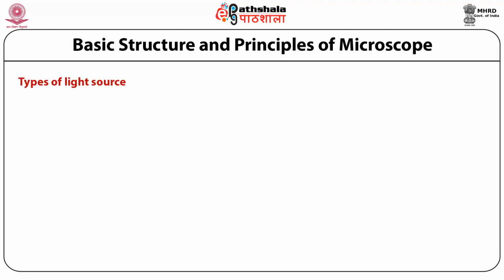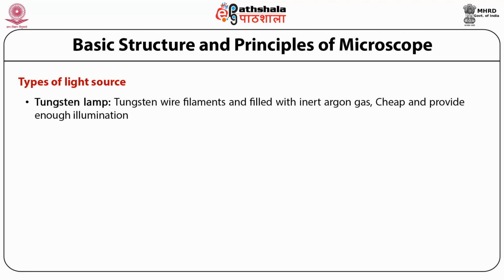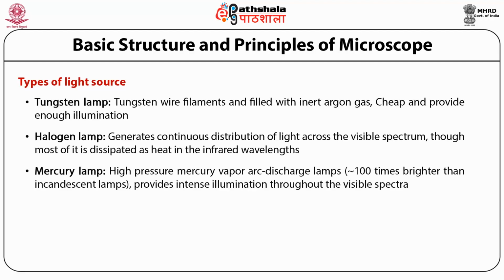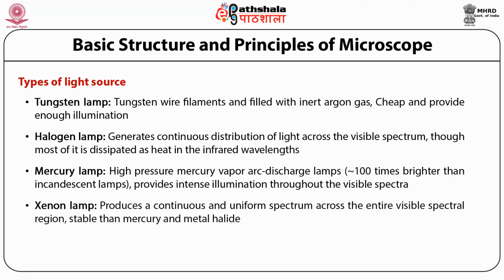What are the sources through which the illumination can be done? They are the tungsten lamp, then you have halogen lamps, mercury lamps, and xenon lamps. Nowadays metal halides and LEDs are the two most famous ones that are used for fluorescence based imaging approaches.